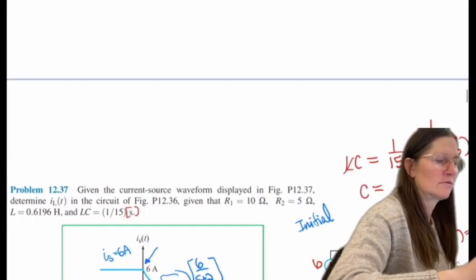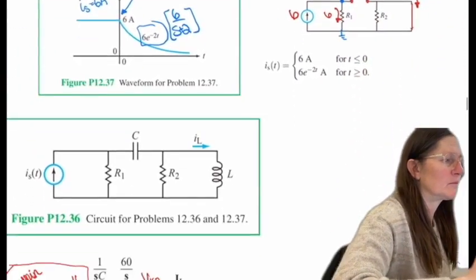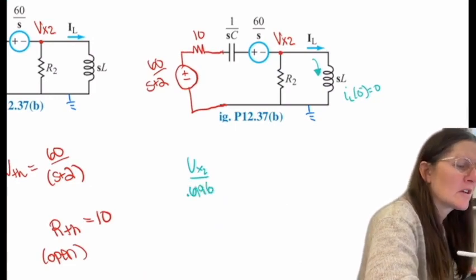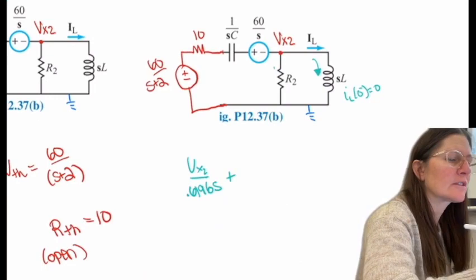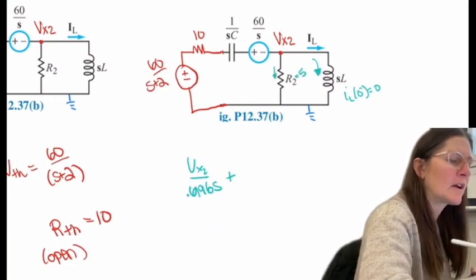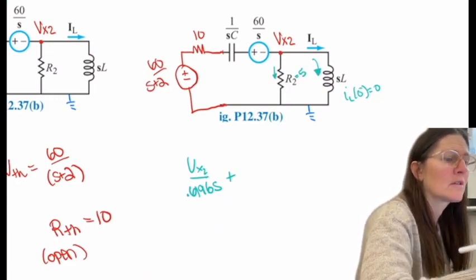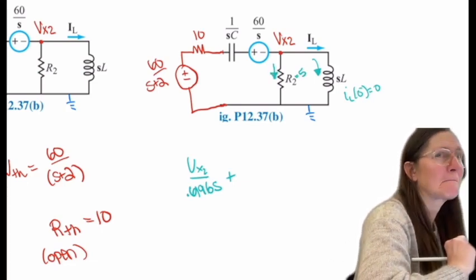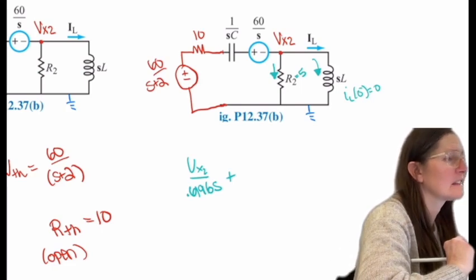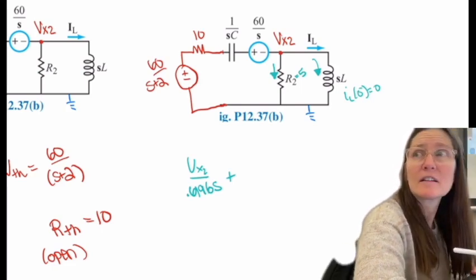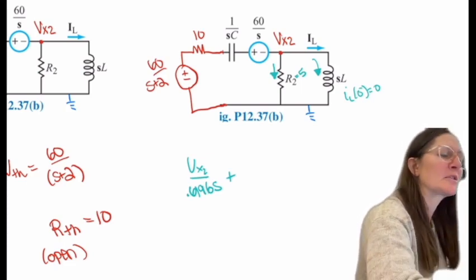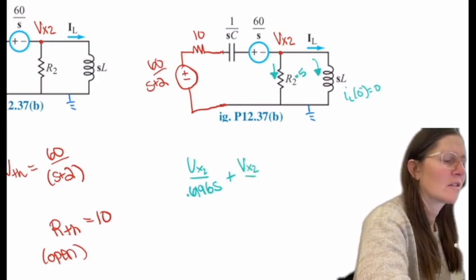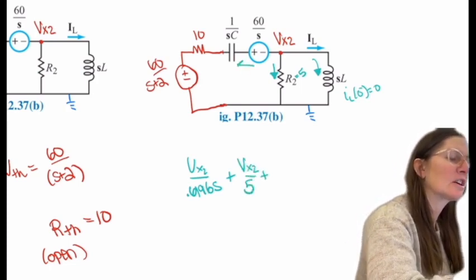L was 0.6196 S, and then this current, this is 5. What's this current going through the R2? Oh, it would be X2 over 5. Correct. And then this current.